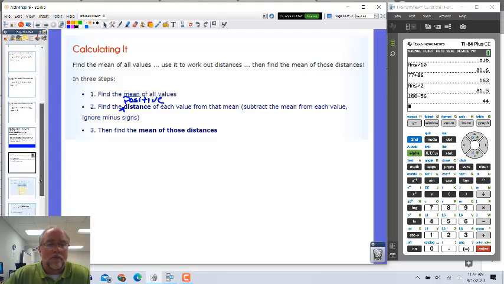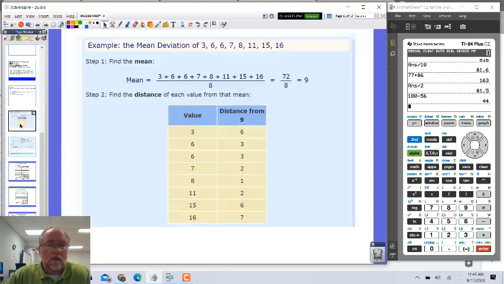So let's look at an example, and then we'll do one. Here is an example. We've got a data set of 3, 6, 6, 7, 8, 11, 15, and 16. So the first thing that we're going to do is take all those data points and add them up to get 72. And then we're going to divide by how many data points there are, 8, and we get 9 as our mean. So what we want to do then is take each one of our data values and subtract it from the mean, or subtract the mean from it.